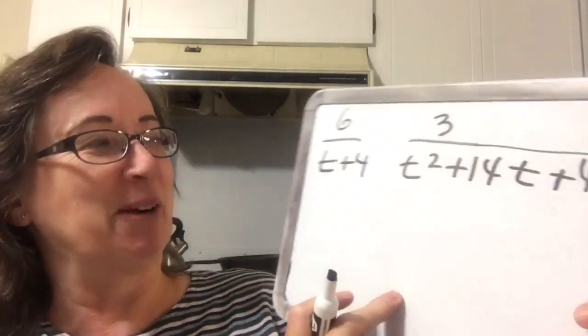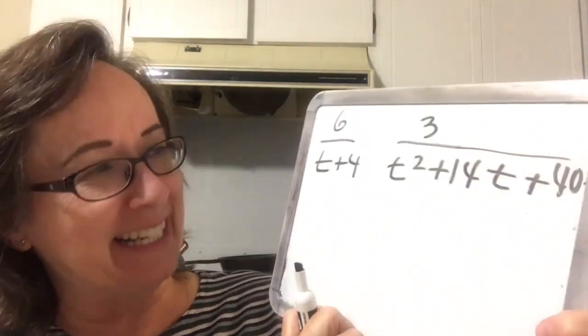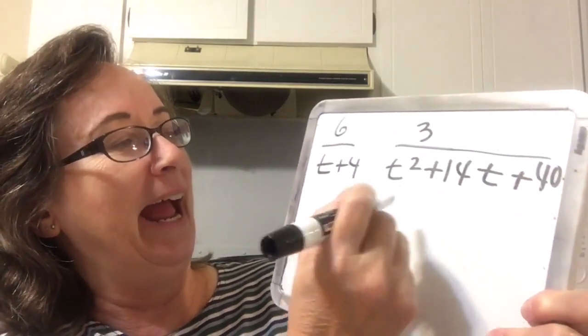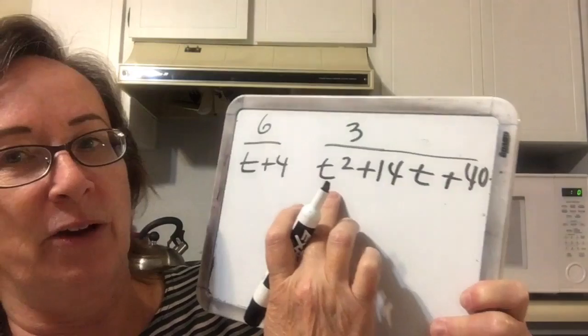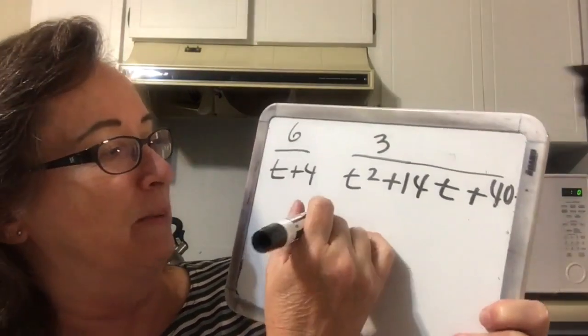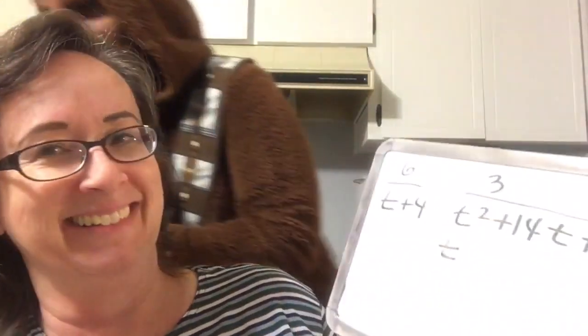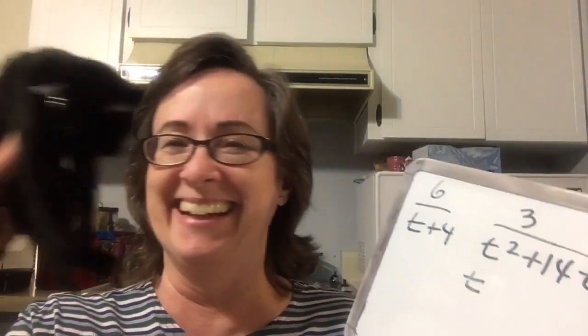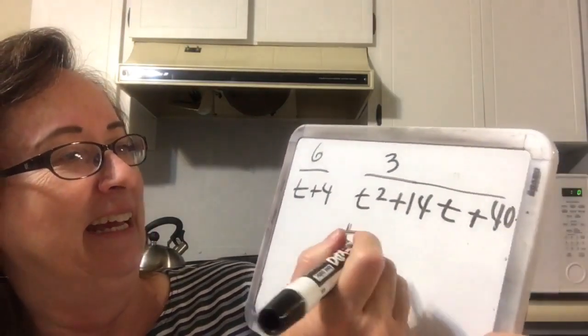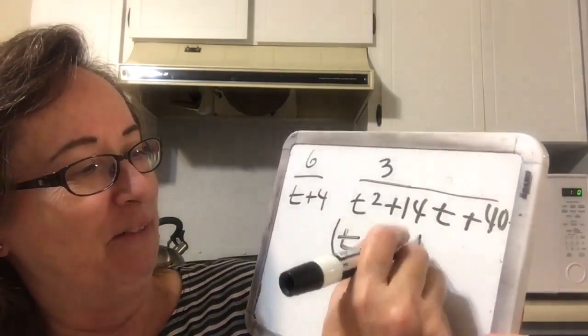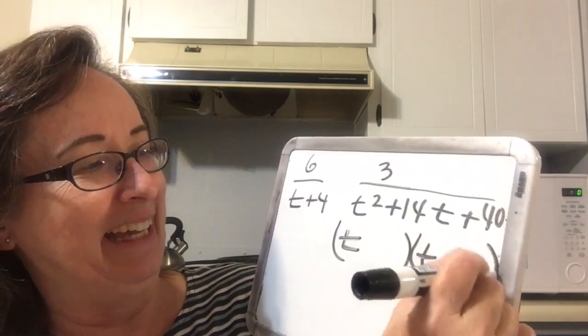Excuse me. Now we're going to get back to our least common denominator, and this is, first of all, this is already factored. So now we're going to have this one, t. Okay, so t, and then we're going to have another t.